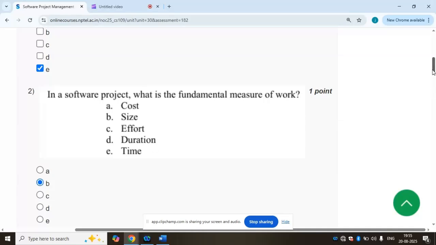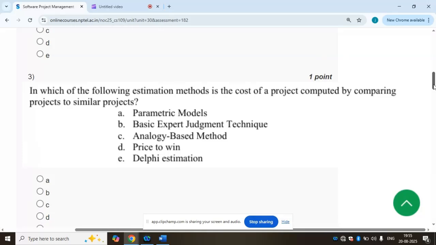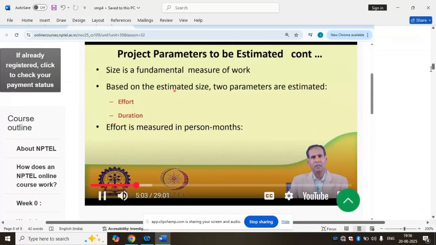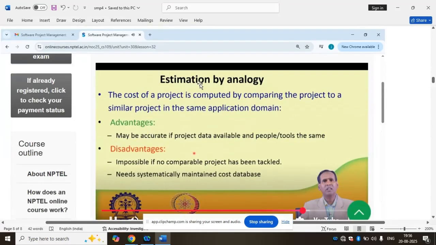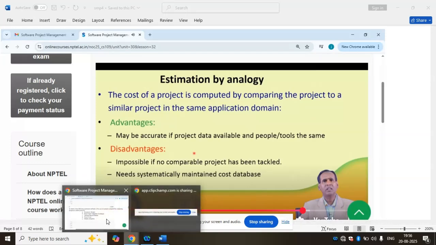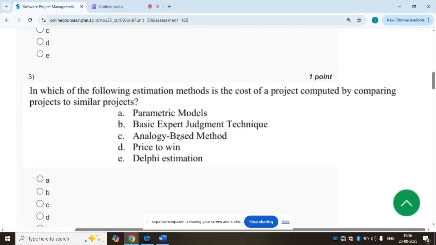Third one, which of the following estimation methods is the cost of the project computed by comparing projects to similar projects? So that one, third one we'll see here. You can see the cost of a project is computed by comparing the project to a similar project in the same application domain. So this is estimation by analogy. So the answer here is analogy method. Analogy based method, option C.